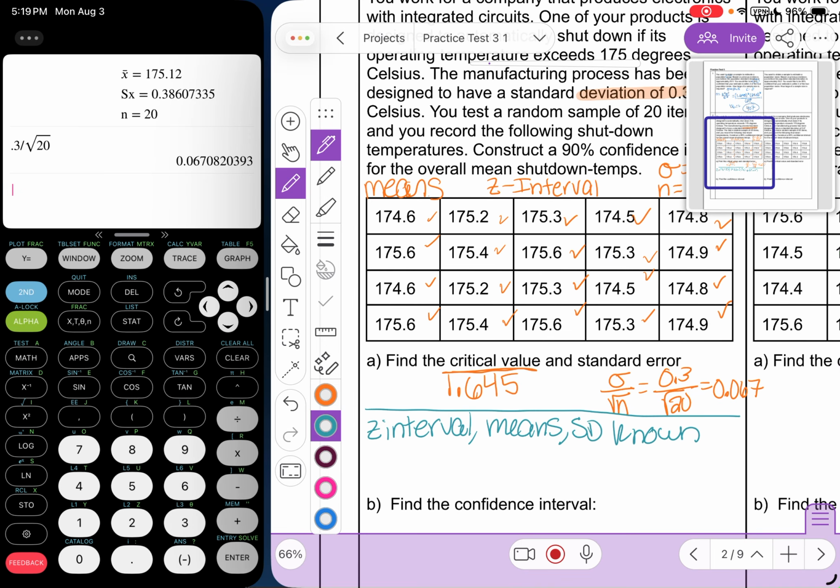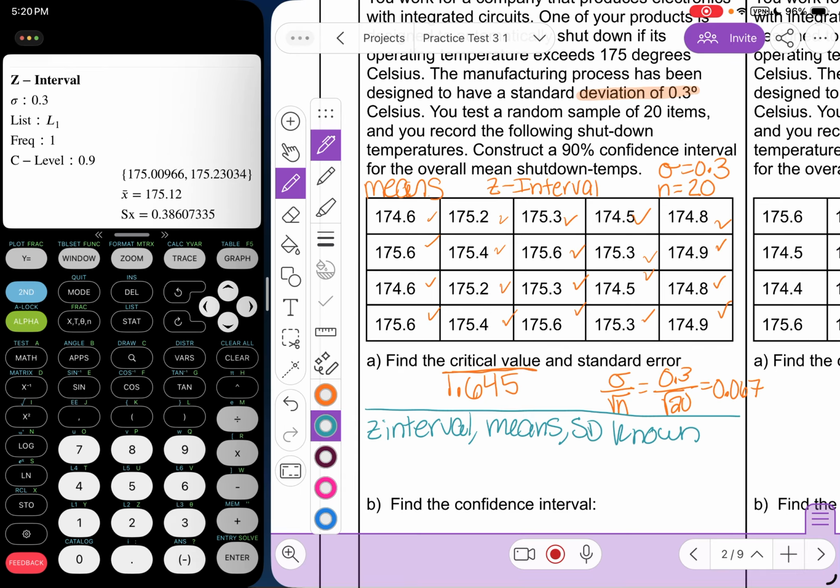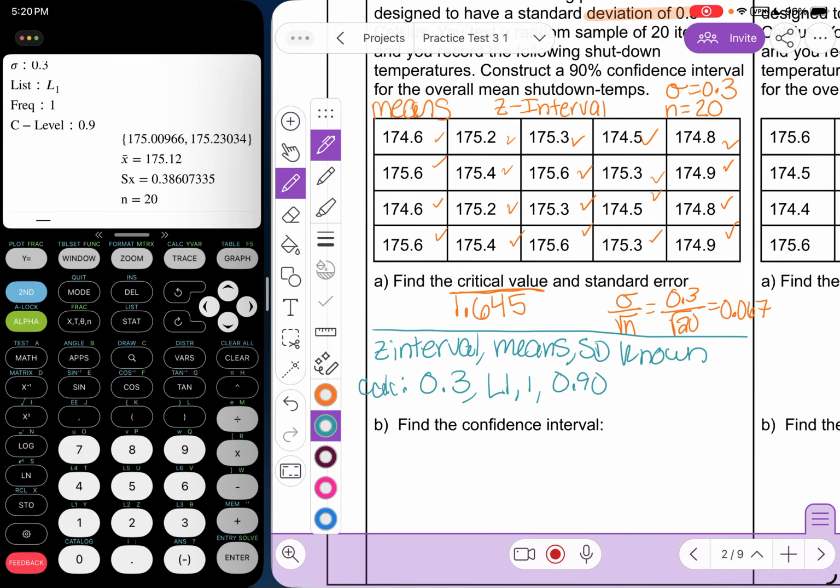Then I would say, what did you type in the calculator? So we would say we typed 0.3. We would say we used L1, frequency of 1, 90%. And then you would write the confidence interval, which is the part you get in parentheses.